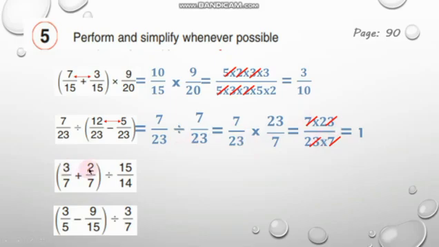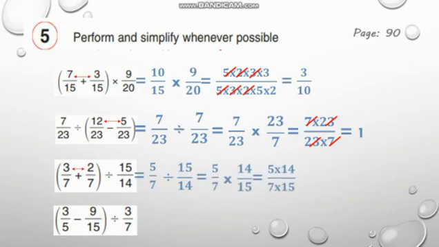Now 3 plus 2 is 5 over 7 divided by 15 over 14. So 5 over 7 times 14 over 15 equals 5 times 14 over 7 times 15. I can decompose 14 and 15. I can simplify by 5 and by 7. 2 over 3 is the answer.